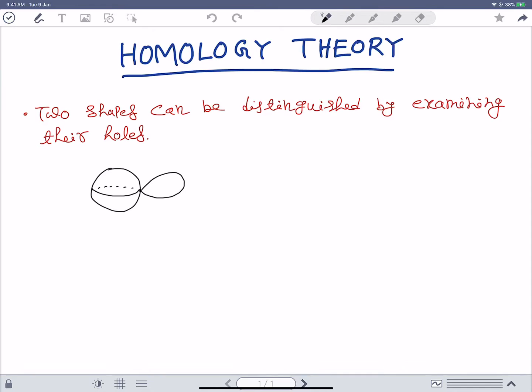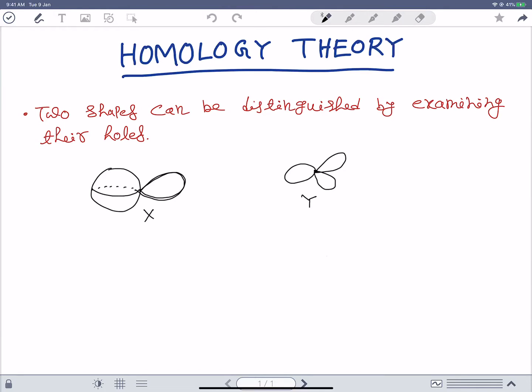Fine. Now suppose this topological space is X, and if you consider another topological space which is just the union of three closed curves touching at a single point. Suppose this topological space is Y, and we want to find whether they are topologically the same or different.